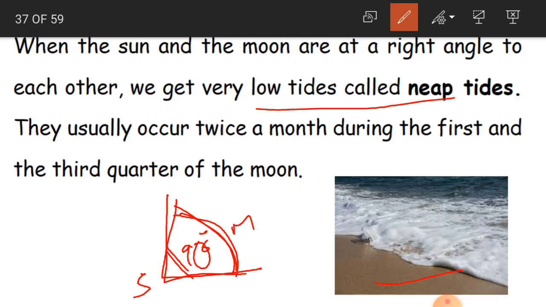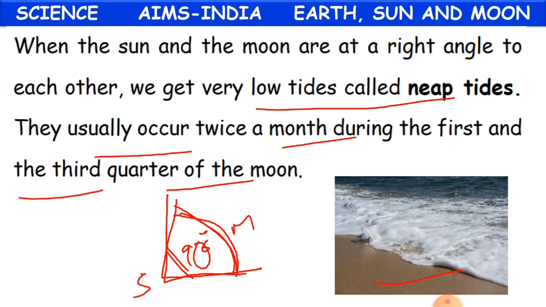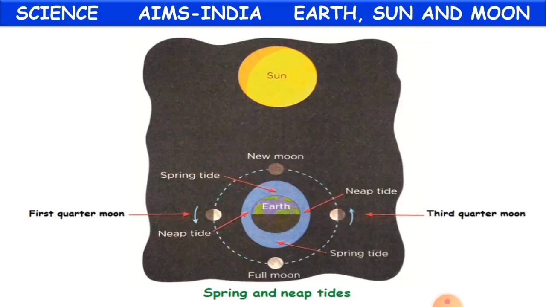When the sun, moon and earth are on the same line, we get high tides. Neap tides usually occur twice a month, during the first quarter, that is in the first week, or in the third quarter of the moon. Okay children, clear? So this is how the tides are going to occur.